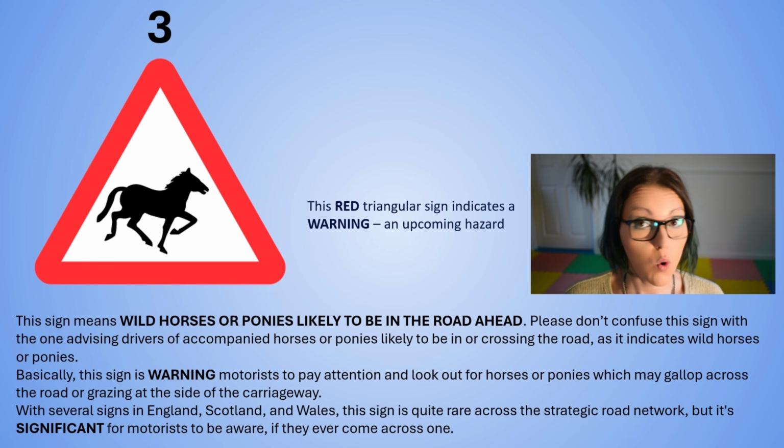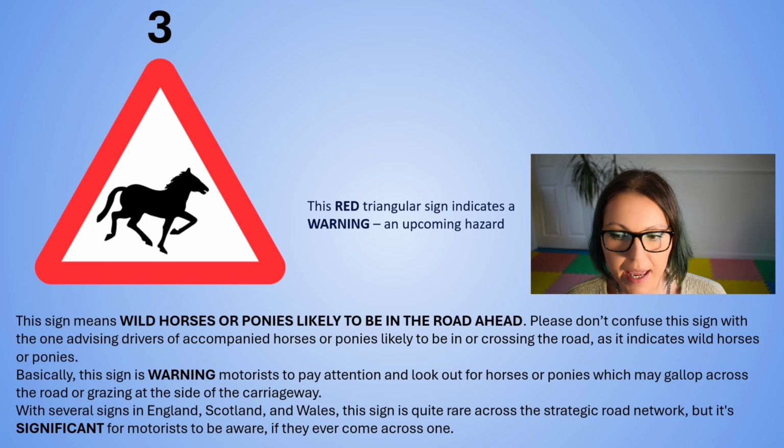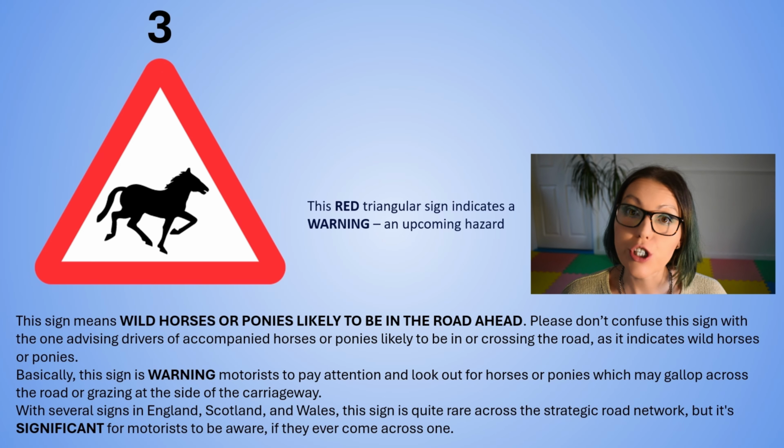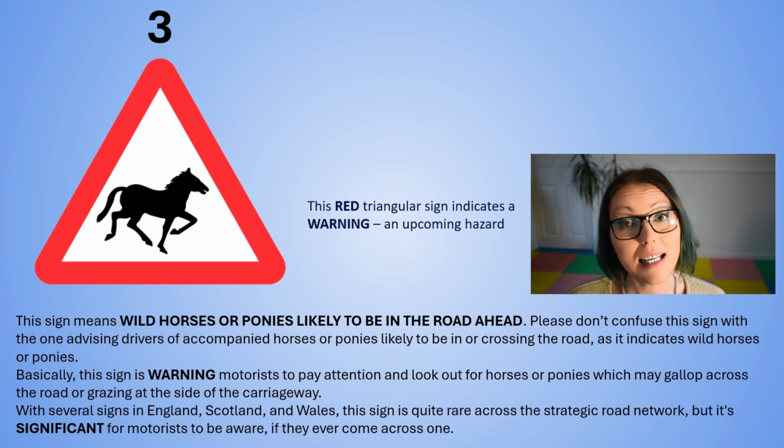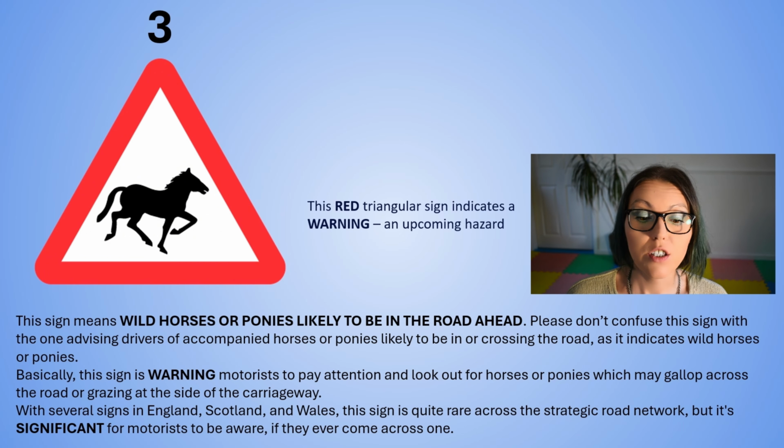Basically, this sign is warning motorists to pay attention and look out for any horses or ponies which may gallop across the road or just be grazing at the side of the carriageway. With several signs in England, Scotland, and Wales, this sign is quite rare across the strategic road network, but it's significant for motorists to be aware if they ever come across one.